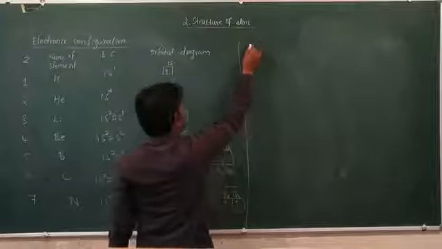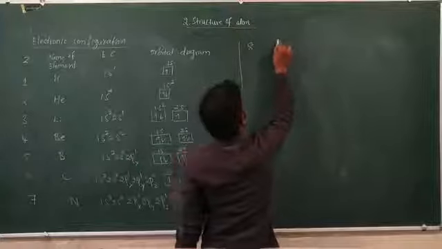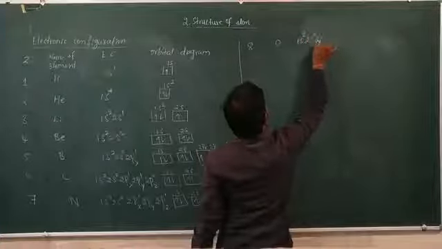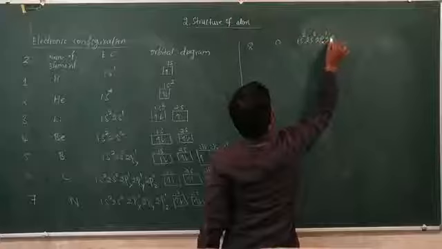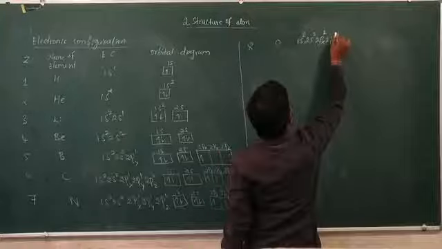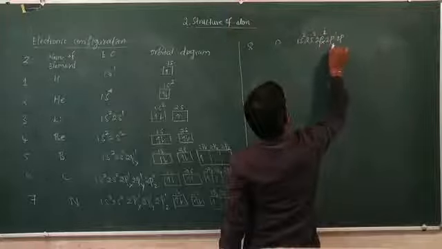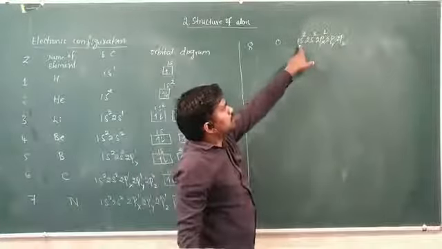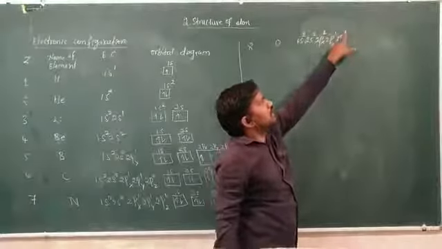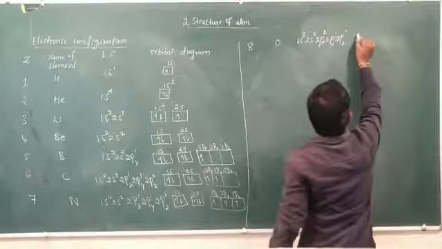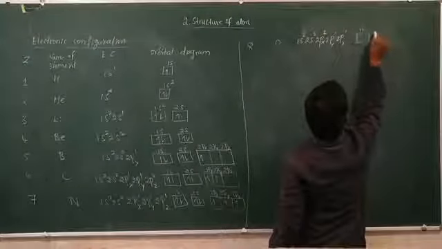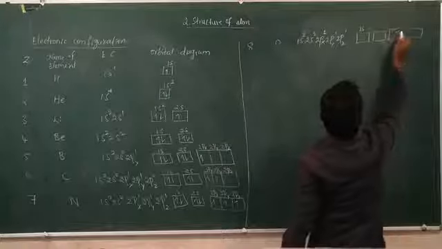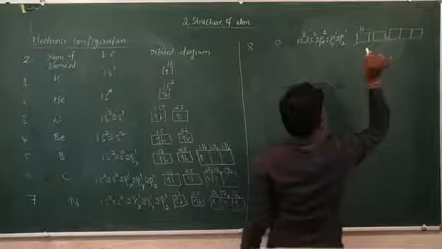Atomic number 8, oxygen. Electronic configuration is 1s2, 2s2, 2px2, 2py1, 2pz1. How many electrons? Atomic number 8: 2 plus 2 plus 2 is 6, 7, 8. Write the orbital diagram: 1s2, 2s2, and the 3 2p orbitals.